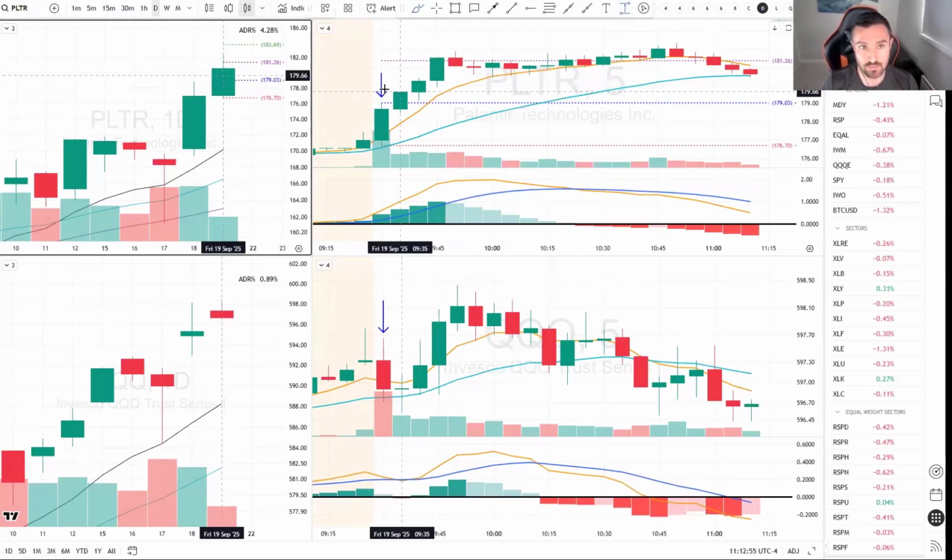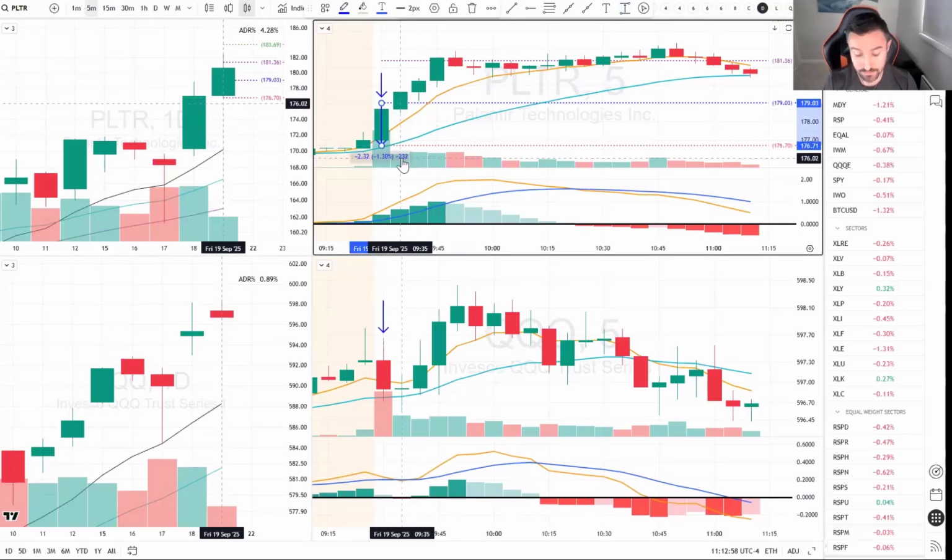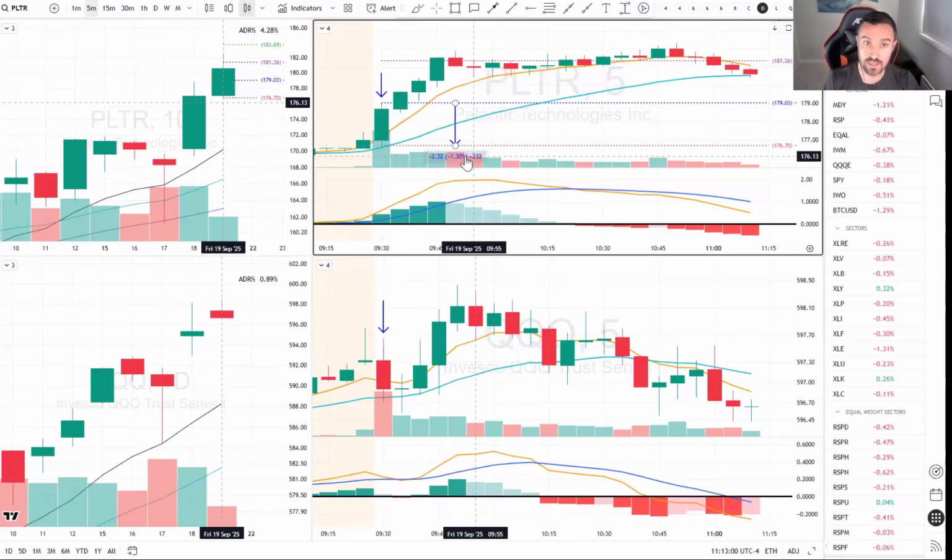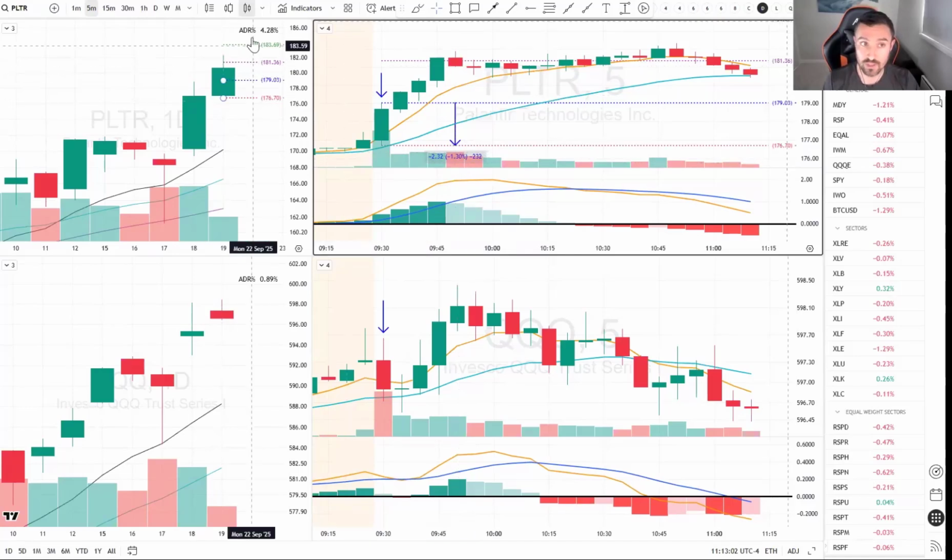Okay. So if we were to put this on here, through the high, stop loss underneath the low, the initial risk here is 1.3%. The 20-day ADR percentage is 4.28%. So what's that? Around about a third, less than a third. So it's in that nice sweet spot, okay, of a quarter to a half.